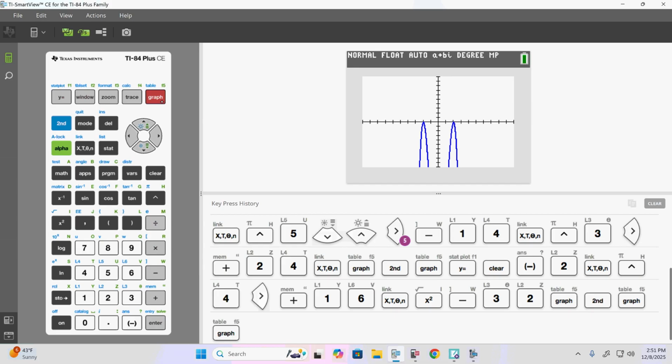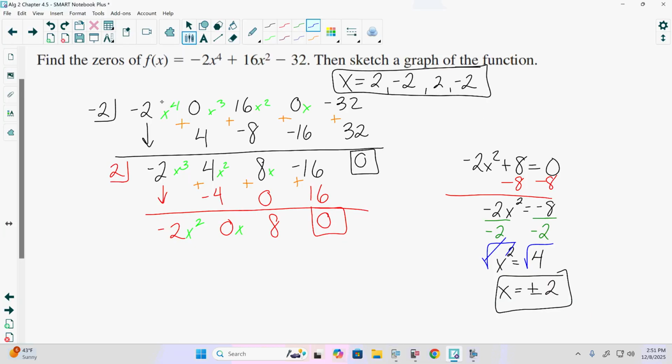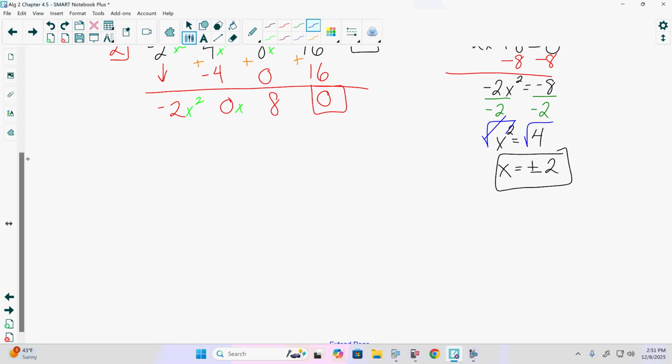So at 2, we could have 2 2s as solutions. We could have 4 of them. We could have 6 of them. We could have 8 of them. So if we notice that it touched the x-axis but did not cross it, I could come down here and remove these here. I could try positive 2.